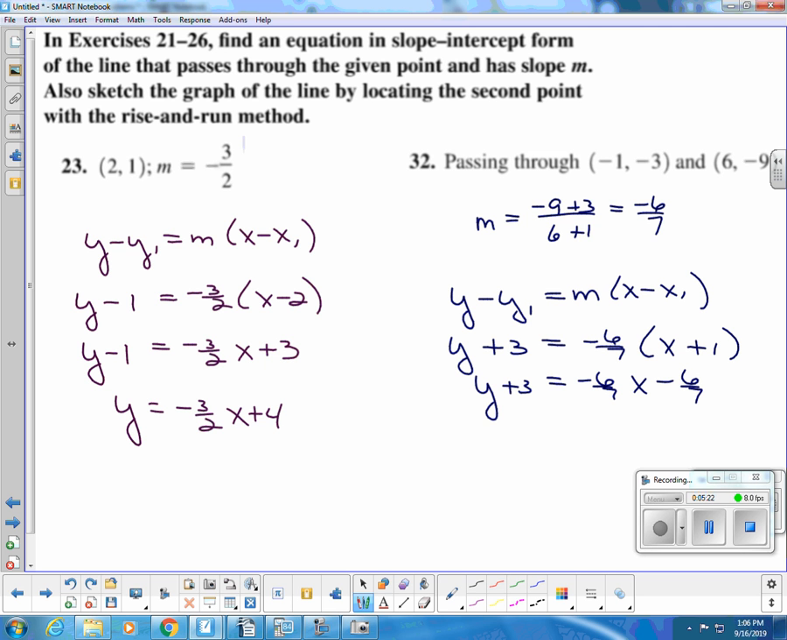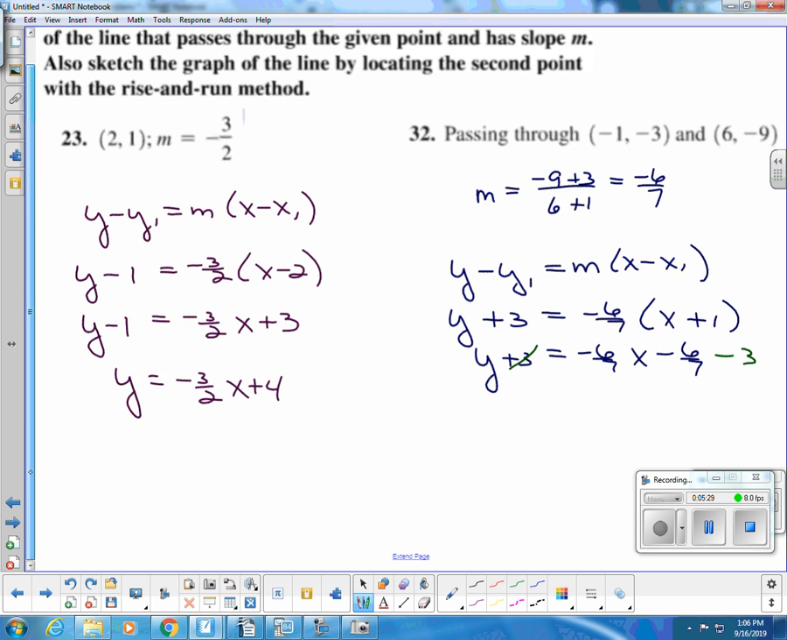Now again, you have no calculator, so you've got to be able to subtract 3. What's our common denominator? How do you make a 3 out of something divided by 7? 21 over 7, right? So we're going to make this a 21 over 7. So you get negative 6/7 x minus 27 over 7. And then that would be your final answer.